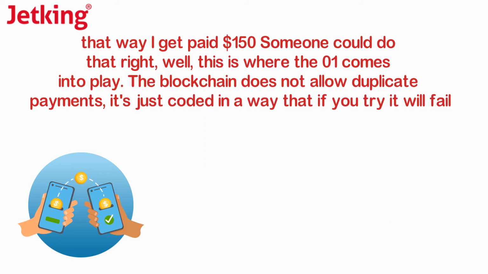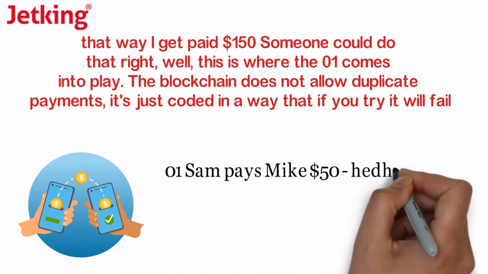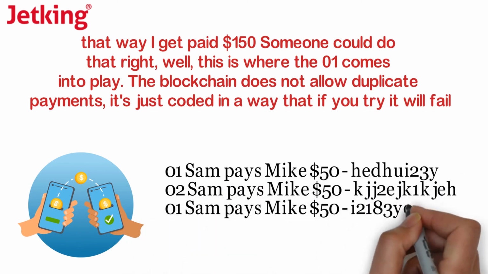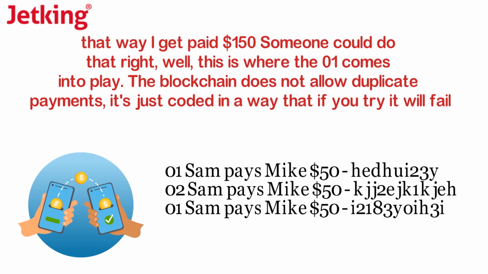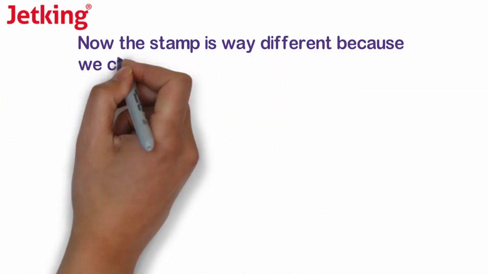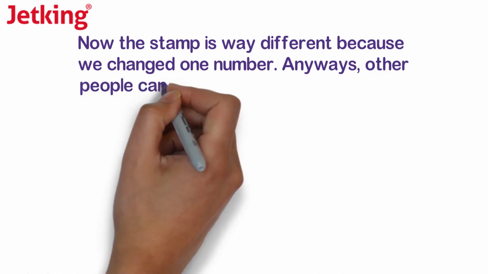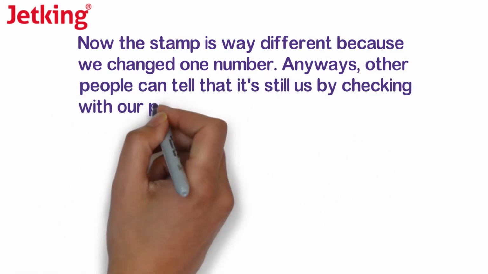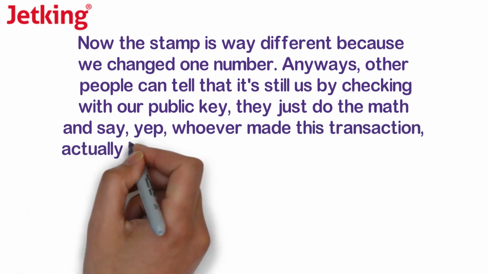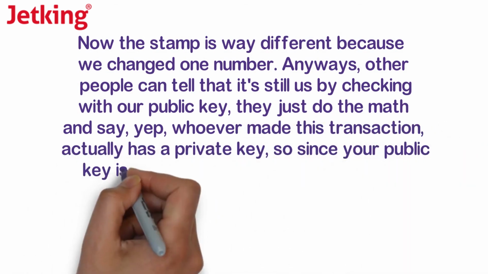So if we wanted to pay Mike $150 in 3 different payments, the transaction would have to look like this, where that first number is changing. It has to be unique. And as you can see, by changing one thing in the transaction, we completely change how we are signing it. Now the stamp is way different because we changed one number. Anyways, other people can tell that it's still us by checking with our public key. They just do the math and say, yep, whoever made this transaction actually has the private key.